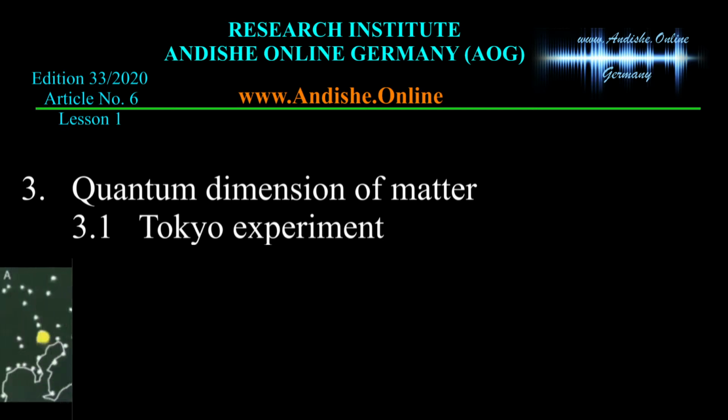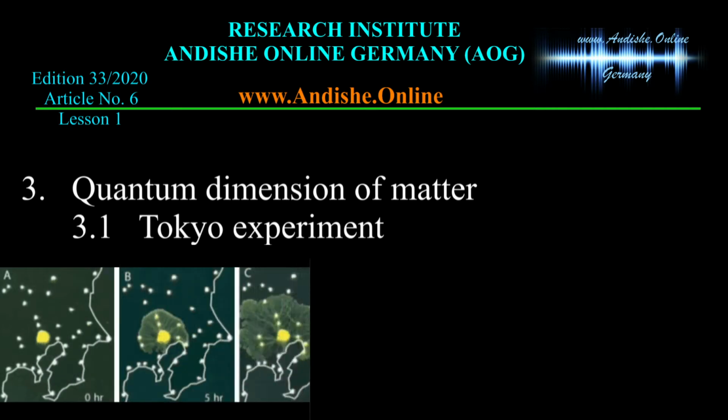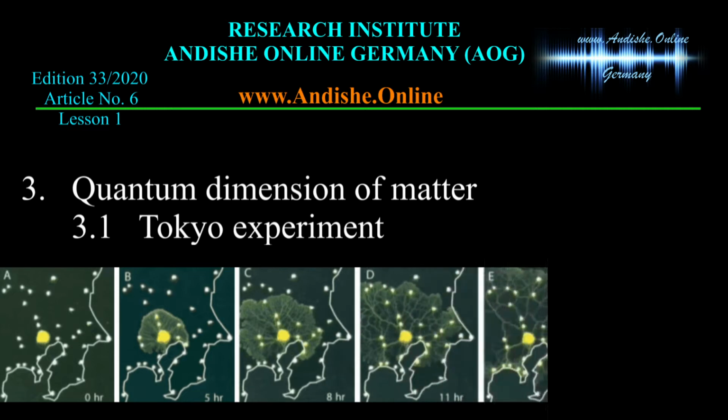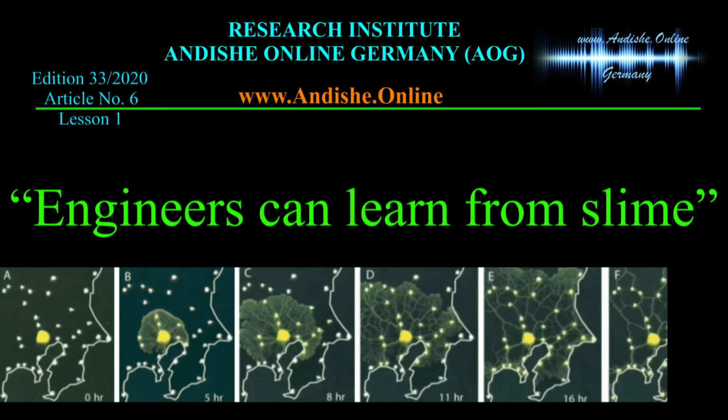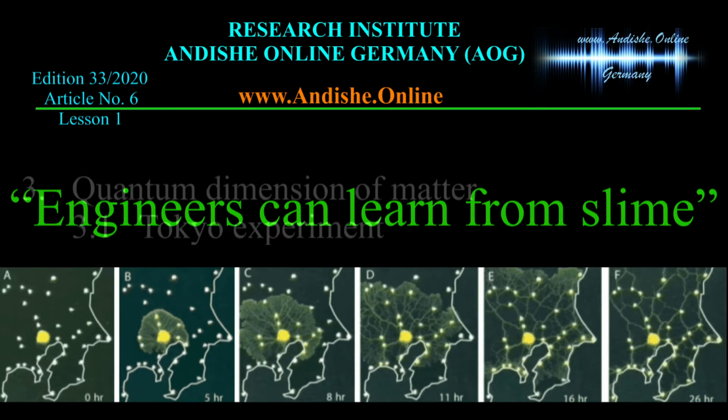In a study of slime mold and pieces of oatmeal, Japanese biologists found that the slime mold searches for food. This study was carried out under the title, "Engineers Can Learn from Slime," as follows. The scientists distributed the pieces of oatmeal on the city map of Tokyo and small towns in the area so that each piece was on a city.